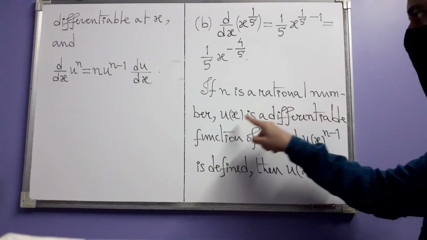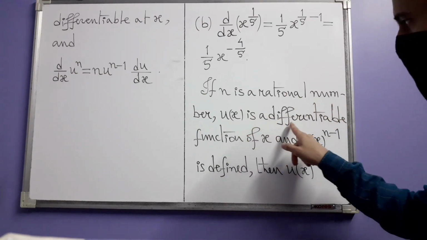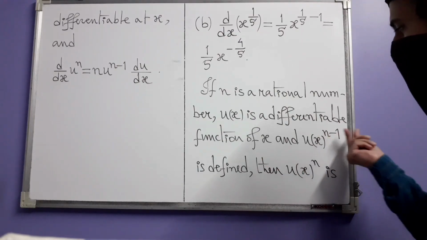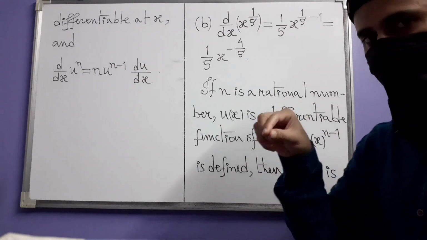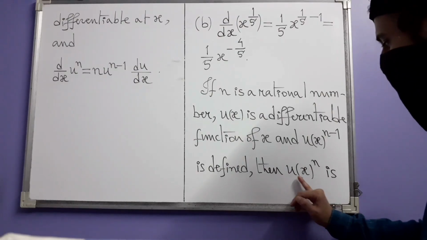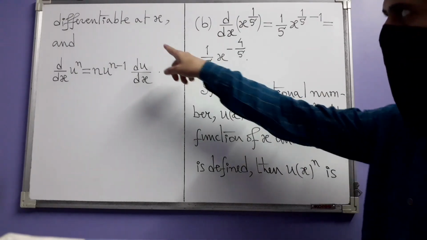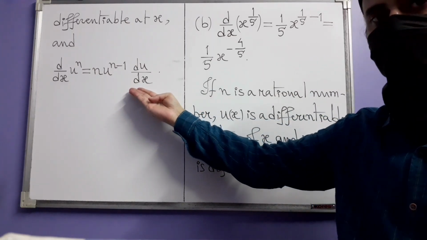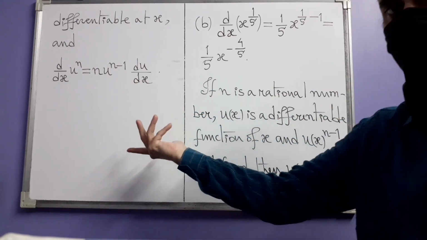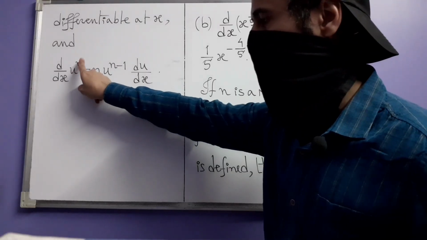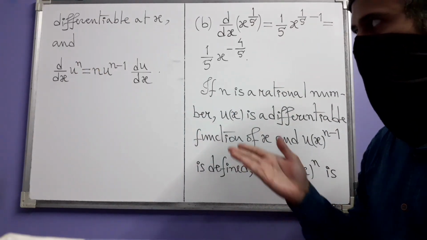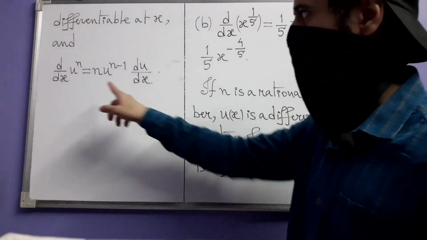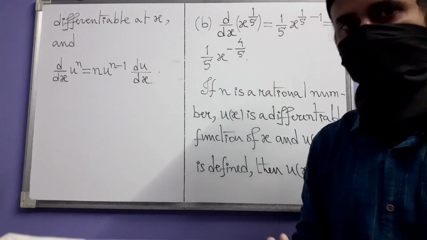If n is a rational number and u of x is a differentiable function of x, and u of x to the power n minus 1 is defined for some value of x, then u of x to the power n is also differentiable at that value x and its derivative is given by this. You can understand how that happens, right? This is differentiable and that comes from the chain rule itself. U to the power n is differentiable and its derivative is obtained by applying the chain rule.